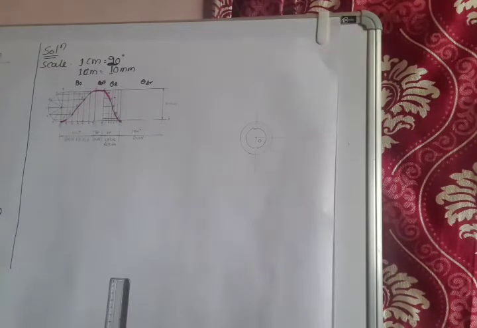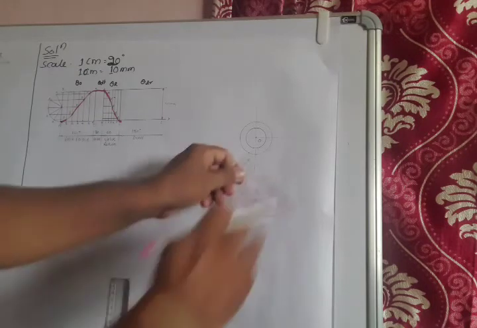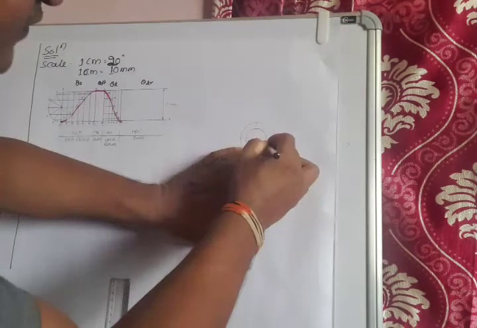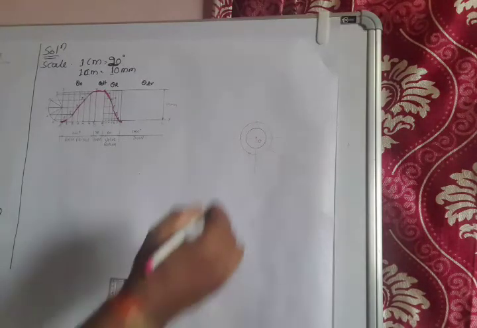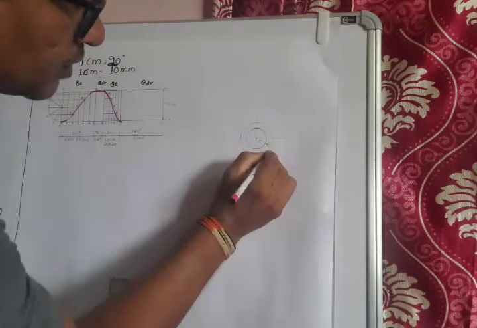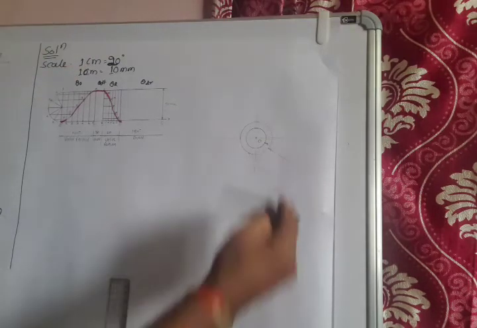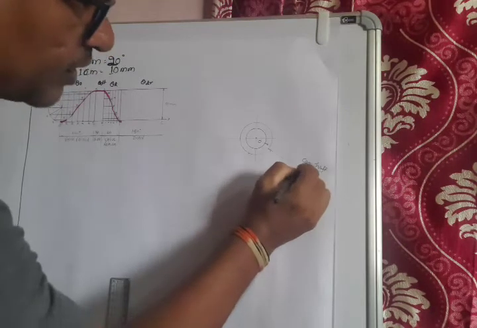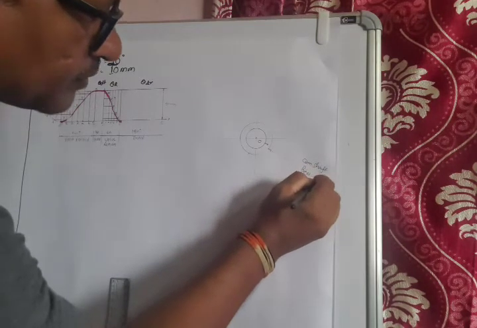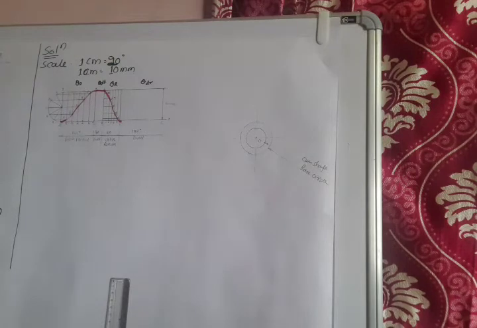So you've got two circles here. We'll take them outside for identification purposes. This is the camshaft, and this is the base circle. Next, you need to draw one more circle. This is the prime circle.